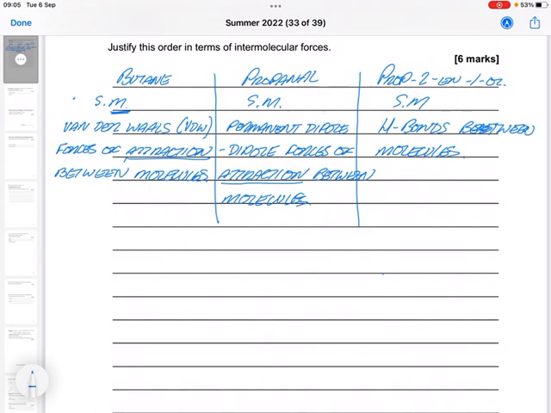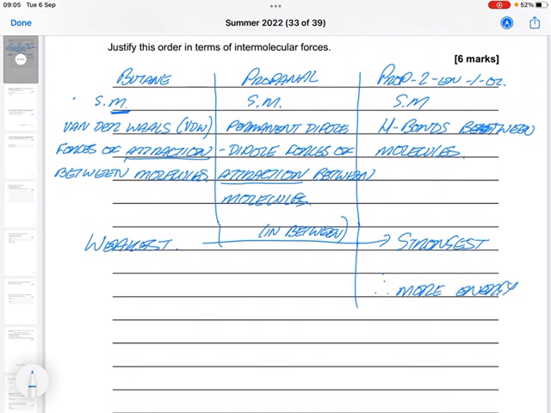So now I need to put them in order of which is the strongest. So this is the strongest. This is the weakest. And I can just do an arrow here, or put that this one is in between. And then, therefore, more energy required, therefore, highest boiling point.